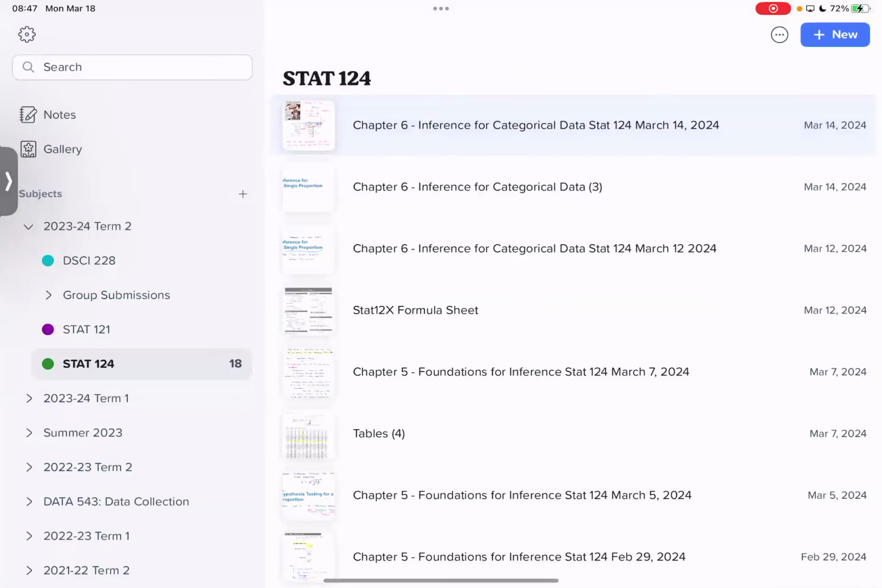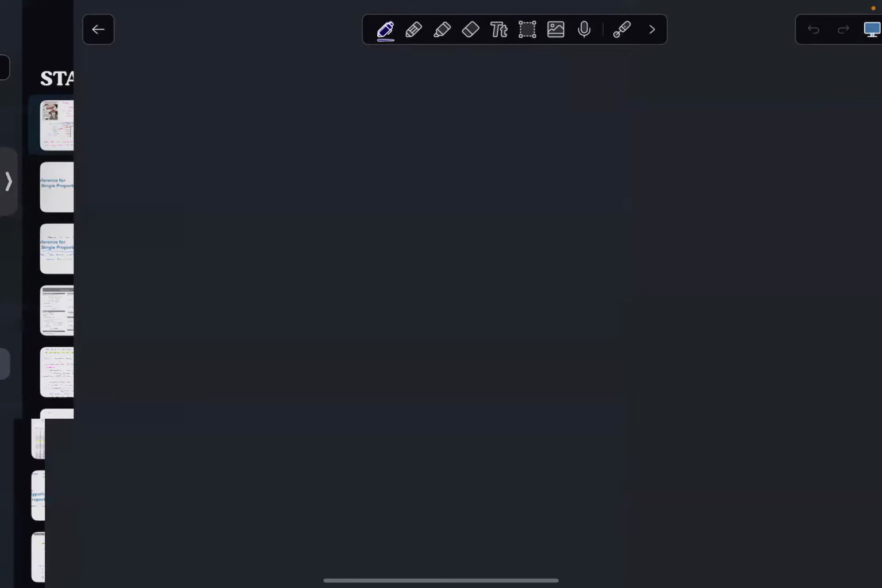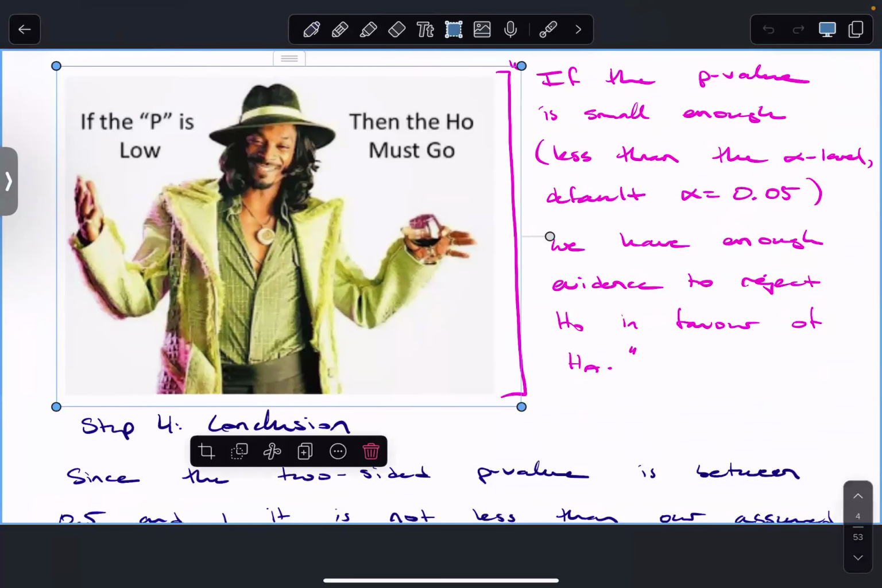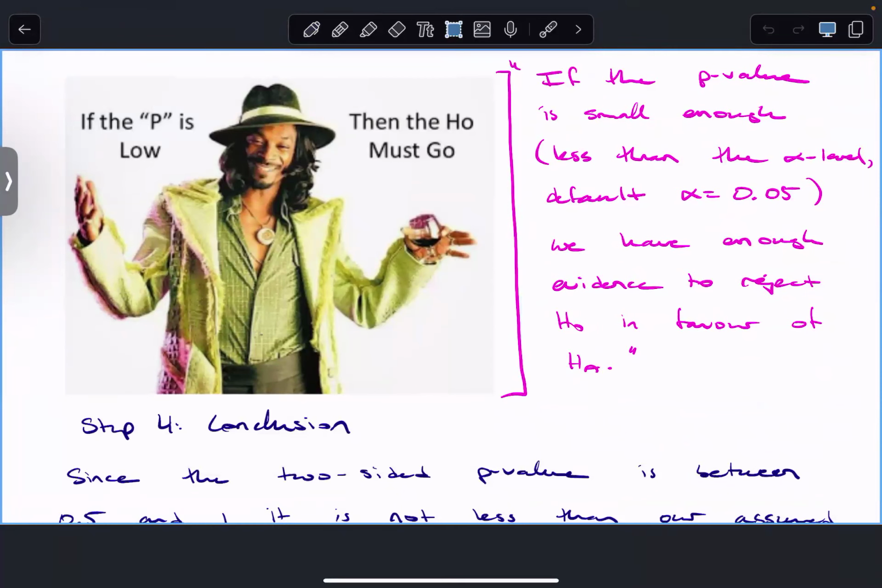Did I go in the right? I did. Copy. Make sure it copied.